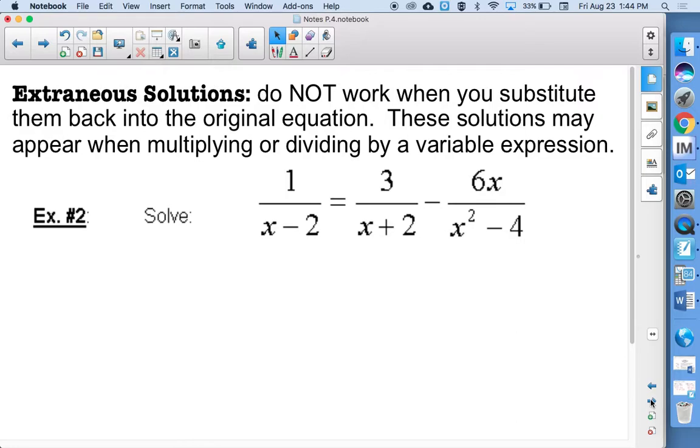So see if you can flip the page over. We're going to solve another one of these fractional equations. So see if you can use that process again.